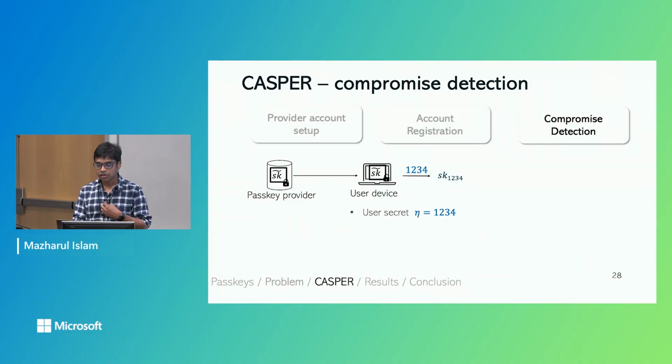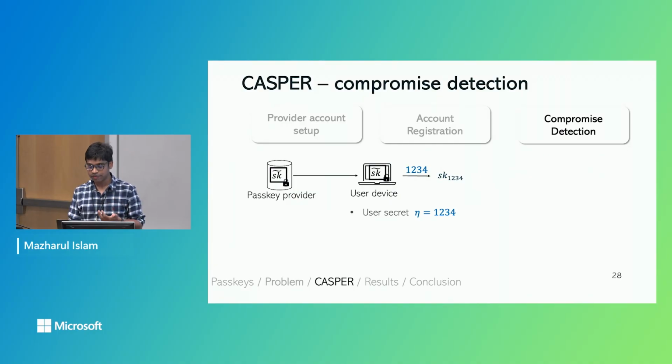So compromise detection is very simple. If the login request corresponds to a decoy verification key, the relying party would raise an alert. If it corresponds to the real passkey, then it would allow the user to log in.